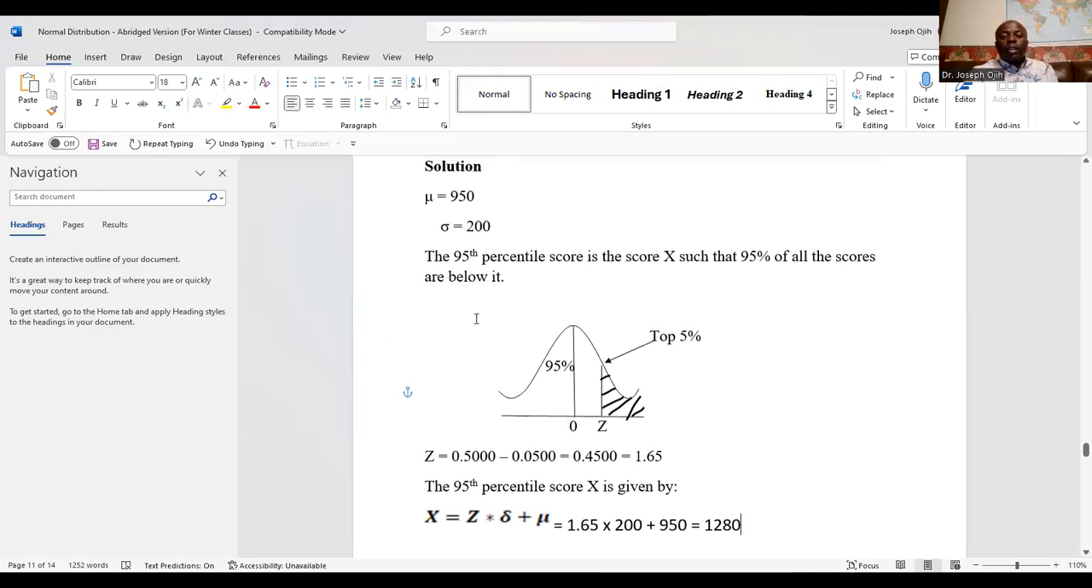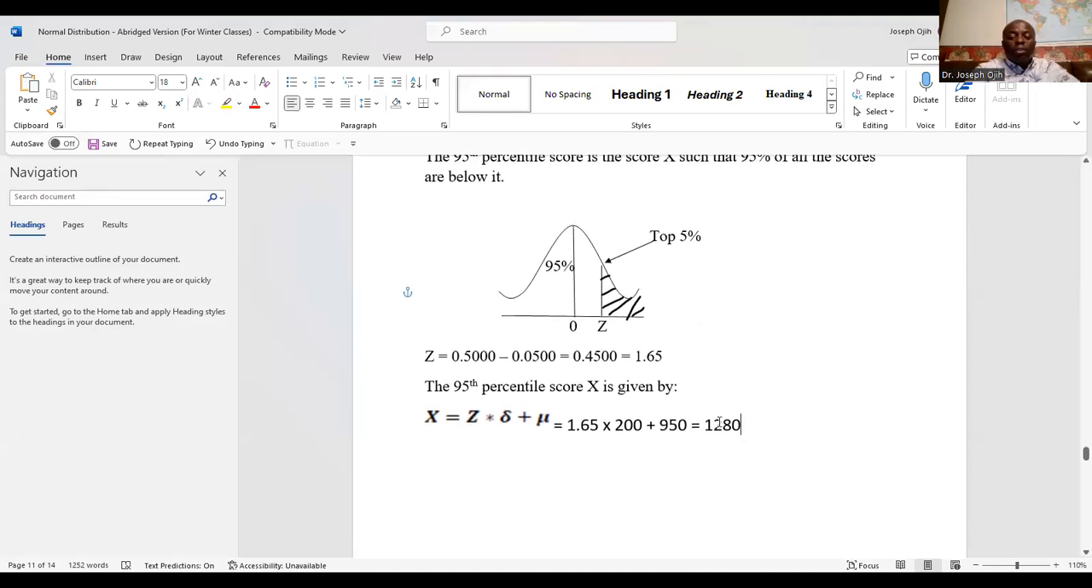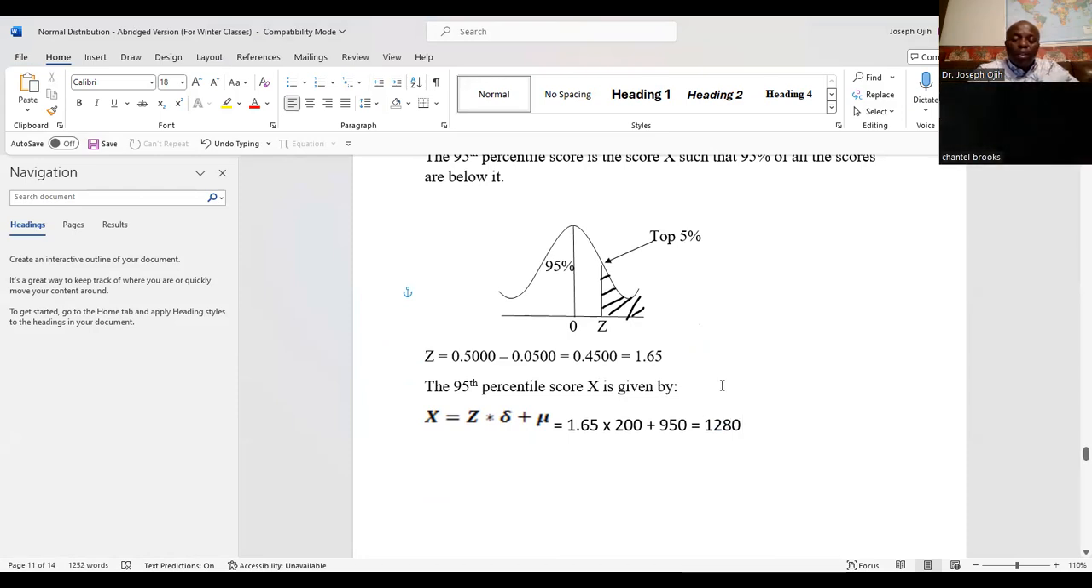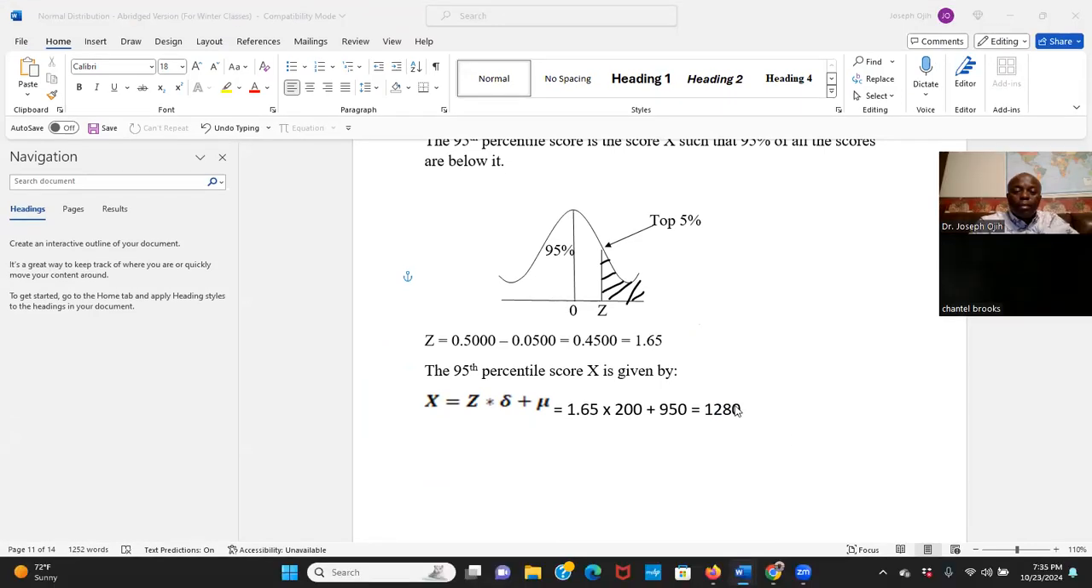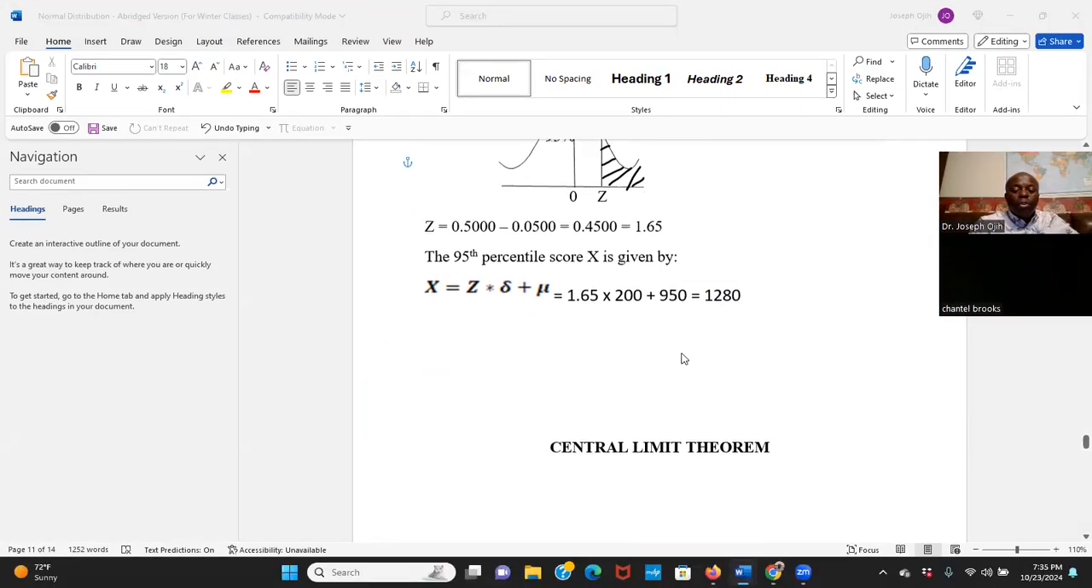So that means this is the 95th percentile. Anybody who has this score performed better than 95% of all the students that took that SAT test that season. Does anybody have a question on this? Any query? Okay, good, no question.